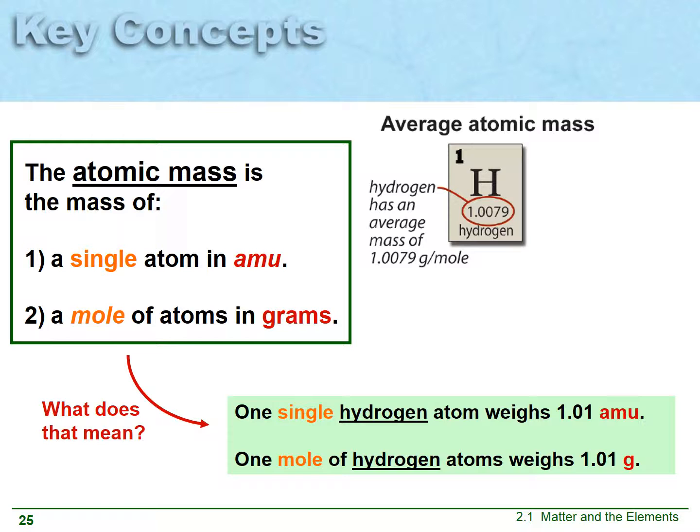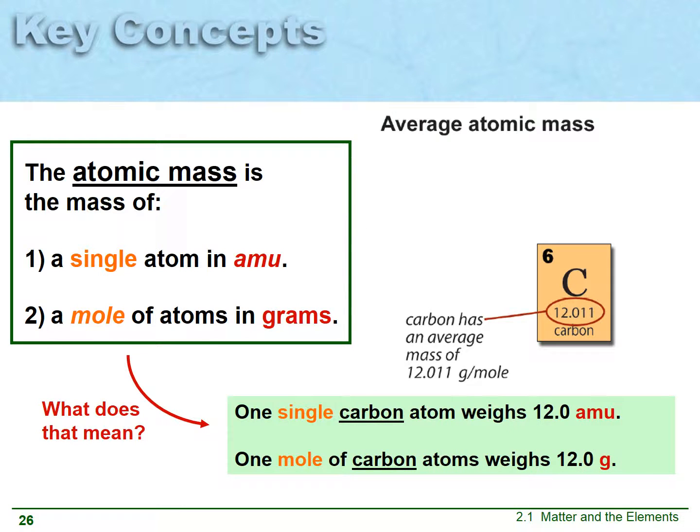The AMU, or atomic mass unit, is the mass for one atom. For hydrogen, the average AMU is 1.0079. This number is also how much mass in grams would be in 1 mole of those atoms.